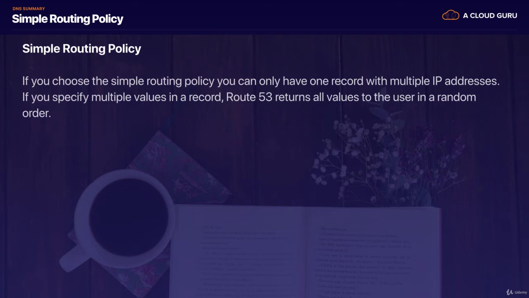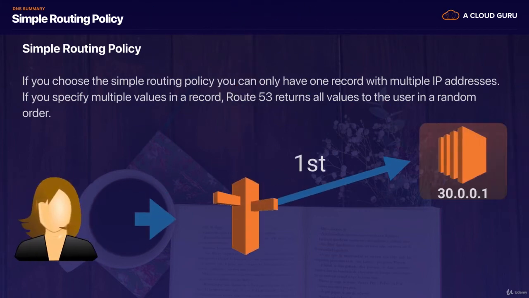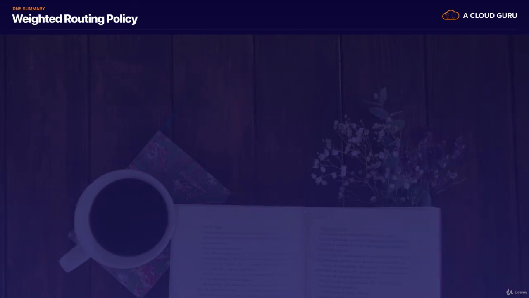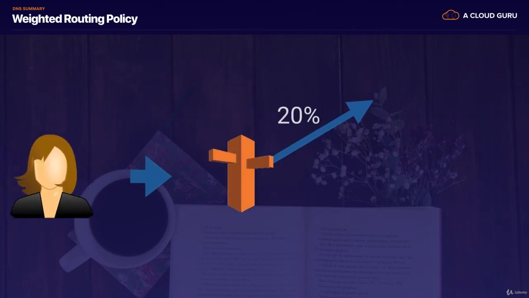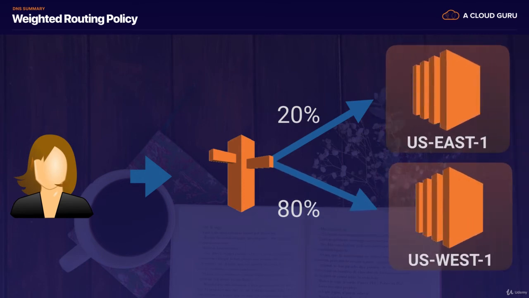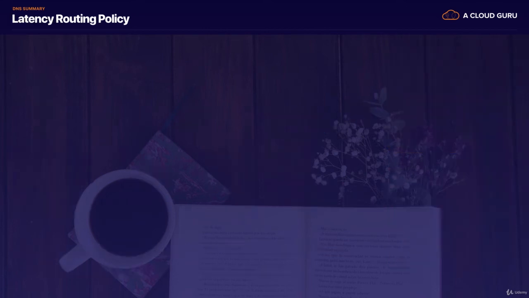Simple routing: if you choose the simple routing policy, you can only have one record with multiple IP addresses and you can't have any health checks. If you specify multiple values in a record set, Route 53 will return the values to the users in a random order. So here's our user, they're typing in a DNS address. Route 53 is giving them the first record and then it's giving them the second record, but we can't have a health check on that one. Weighted routing policies: we've got our user, they're typing in a DNS address and we're setting weights. So we're sending 20% of the traffic to US East 1 and 80% of the traffic to US West 1. So that's how weighted routing works.